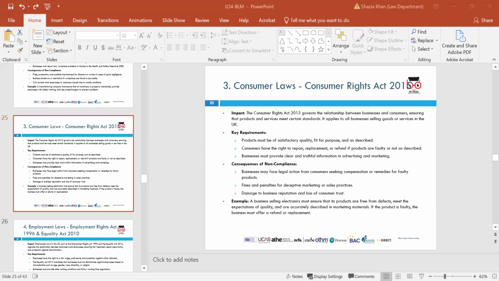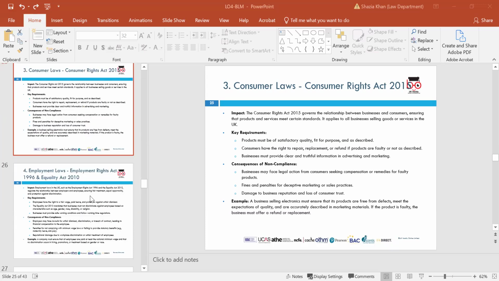An example of that is a business selling electronics must ensure that its products are free from defects, meet the expectations of quality, and are accurately described in marketing materials. If the product is faulty, the business must offer a refund or replacement.